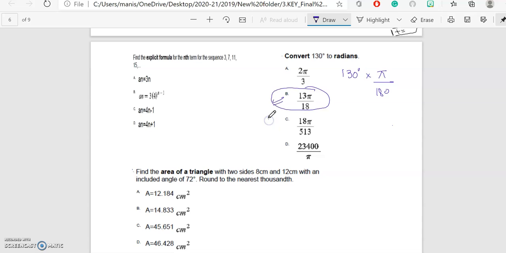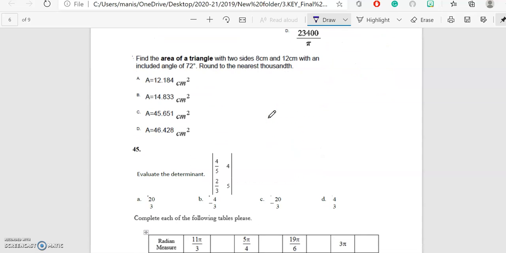Now for the next problem, find the area of a triangle with sides. The question is asking for the area of the triangle, so you should know the formula. You have been given two sides and one angle. So the area of the triangle for such a case is 0.5 times 8 times 12 times sine of 72 degrees.